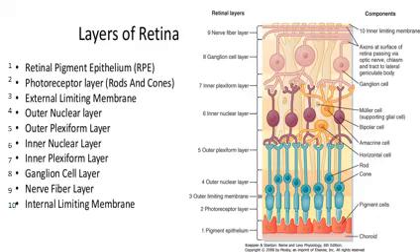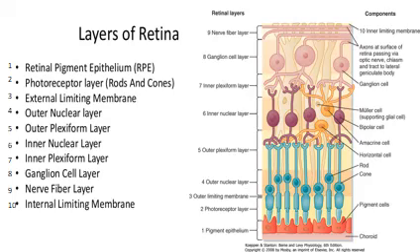Now let's look at the various layers of the retina. Starting from below, we have the retinal pigment epithelium, which is known as the RPE. Following that, we have the photoreceptor cell. Please look at the diagram very carefully. First, we have the retinal pigment epithelium or the RPE.